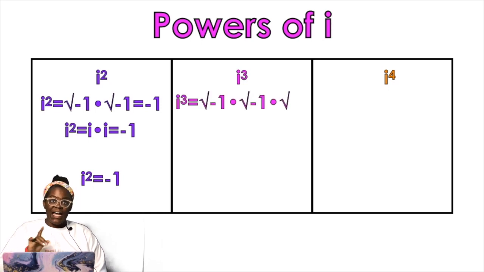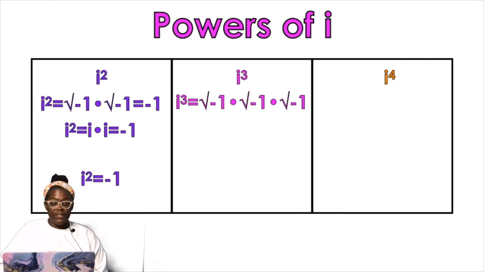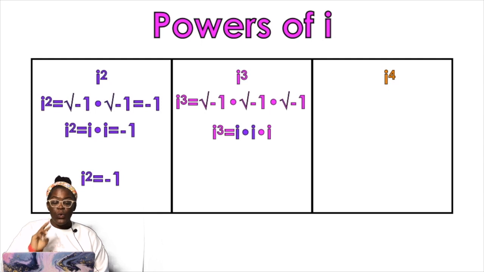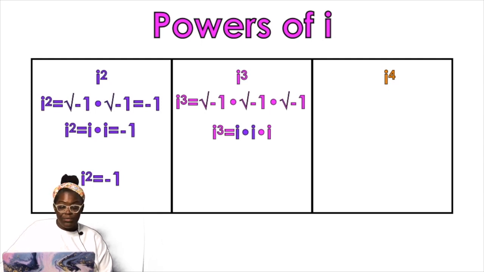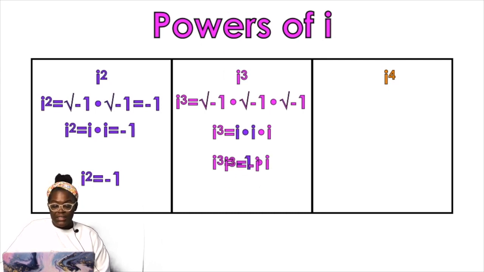So let's take i cubed. i cubed is the square root of negative 1 times the square root of negative 1 times the square root of negative 1. So 3 times. So that means I have 3 i's: i times i times i. Well, we already know that i times i is negative 1, right? So that's why I made those purple, to match the previous box. So negative 1 times i is, guess what? Negative i. So that's how I get i cubed.